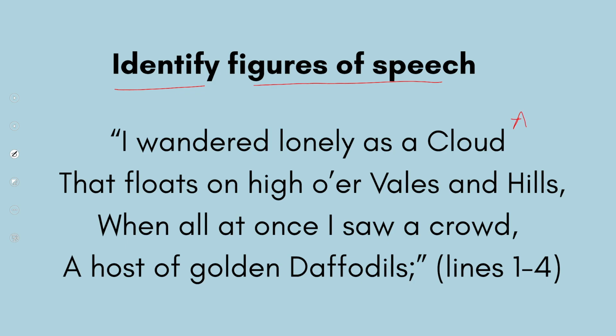I wandered lonely as a cloud. Let's call it A. That floats on high over vales and hills. Call it B, because this is not rhyming with A. When all at once I saw a crowd. Cloud and crowd, they are rhyming together. And a host of golden daffodils is rhyming with hills. So we can call it B. So A, B, A, B. This is the rhyming scheme.